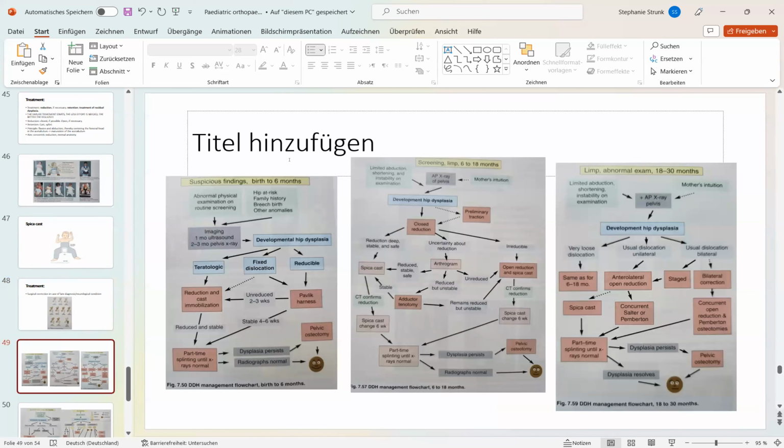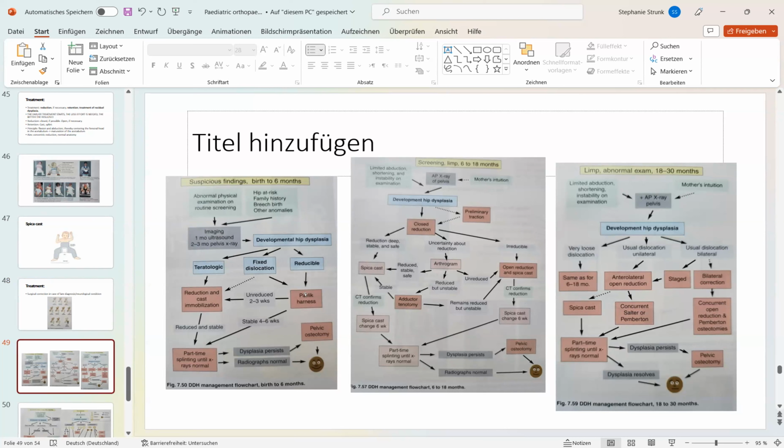Those decision diagrams, as I like to call them: suspicious finding, birth to 6 months. Abnormal physical examination, imaging here, 1 month ultrasound, 2 to 3 months pelvis x-ray. As I told you, we are not just doing it for abnormal physical examination. All kids get an ultrasound. It's not expensive. It doesn't harm them. And then you have the diagnosis.